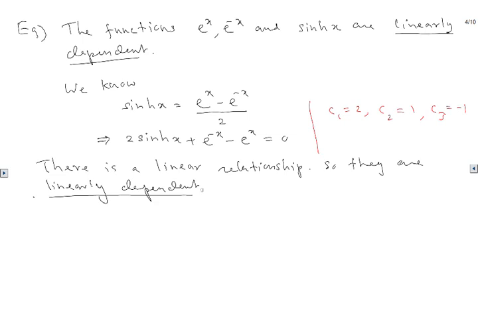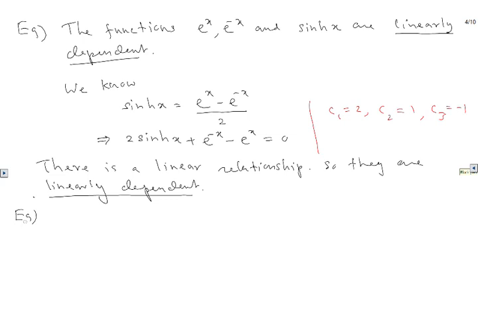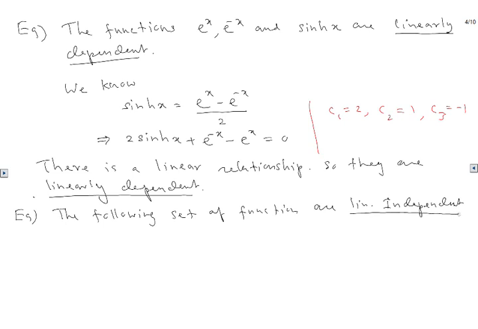Okay, and then I'm going to give you an interesting result. There are some common sets which are linearly independent. So let's talk about that. This is a really important one. The following sets of functions are linearly independent. For example, the most important one: 1, x, x squared, x cubed, like that. This set is always linearly independent.